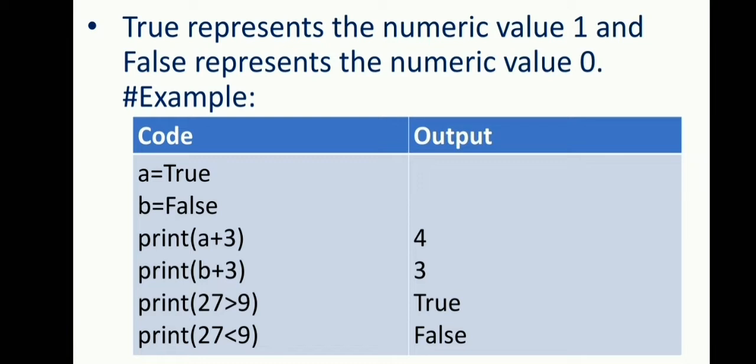The following print statement, print 27 is greater than 9, will display the Boolean value True. Because 27 is greater than 9, the output is True. Similarly, the last print statement, print 27 is less than 9, will display the Boolean value False. Because 27 is not less than 9, the output is False.